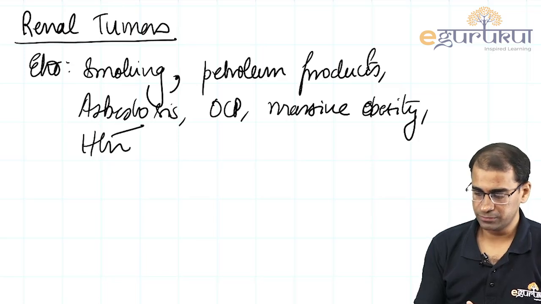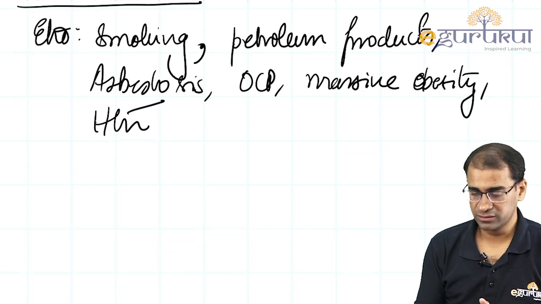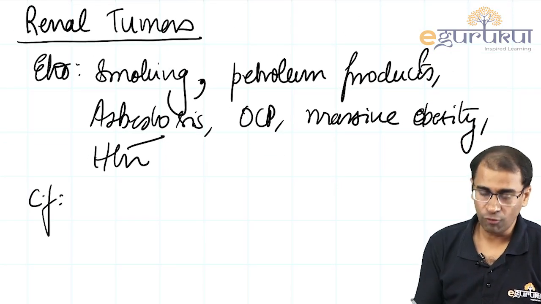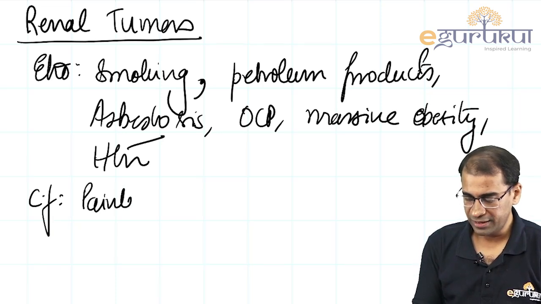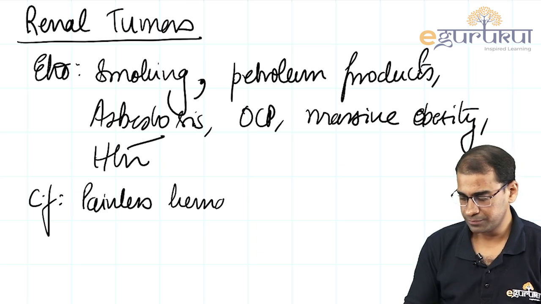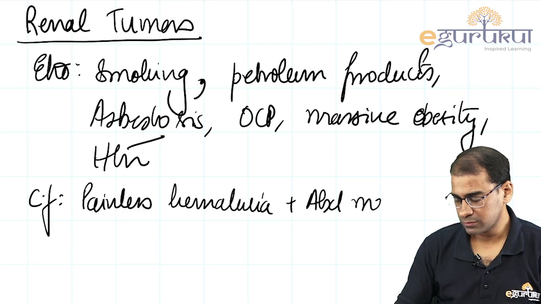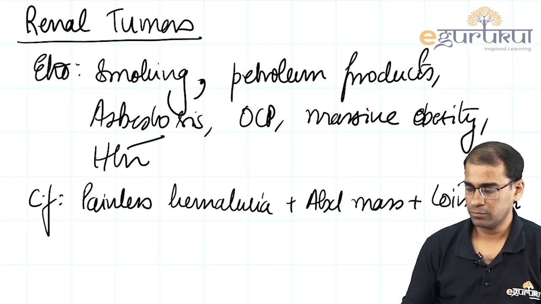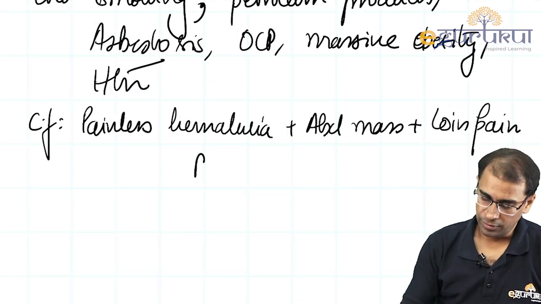Okay, chronic hypertension. Now, the findings that you expect in these renal tumors all depend upon the clinical features. That means it will always show a triad of paleness, hematuria, abdominal mass, plus loin pain. Three things you see in renal failure.